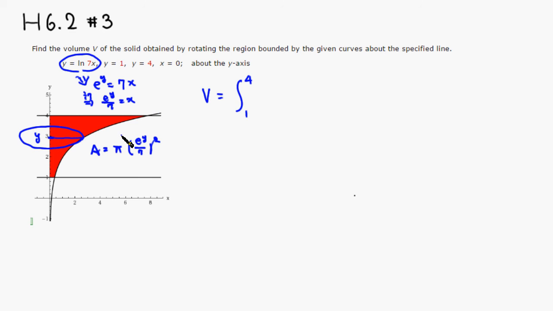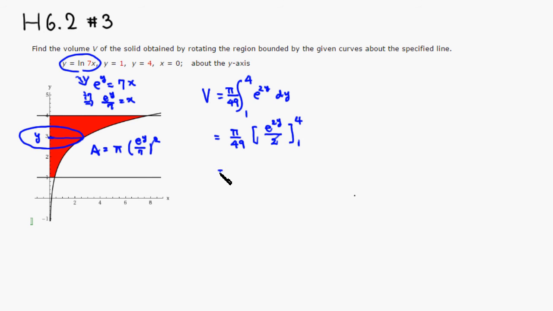Pi is just a number, so I'll put it here. 7 squared is just a number, 49. Put it here. Then you have e to the 2y, because you have to square that, dy. Then we have pi over 49. The antiderivative of e to the 2y is e to the 2y over 2, going from 1 to 4.